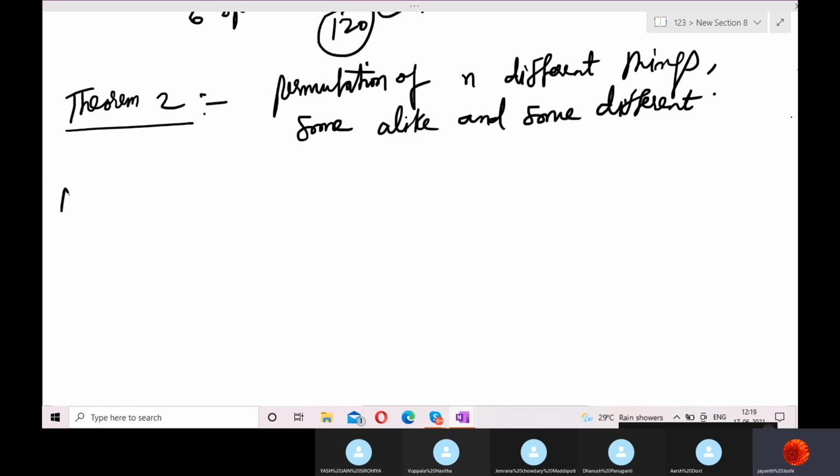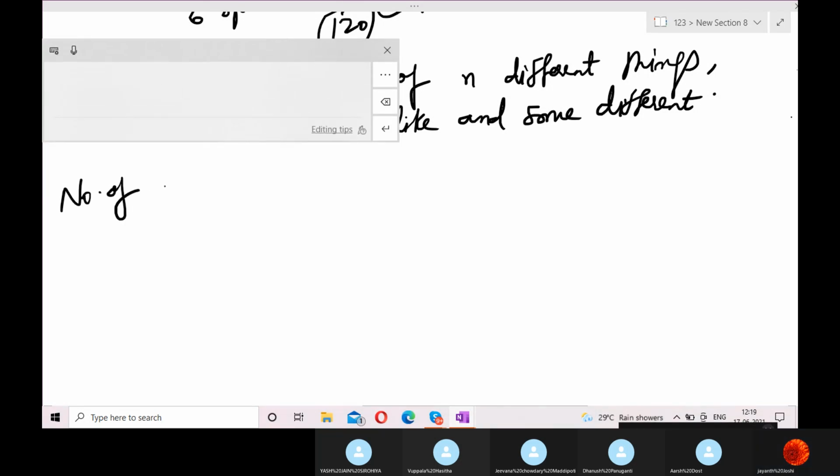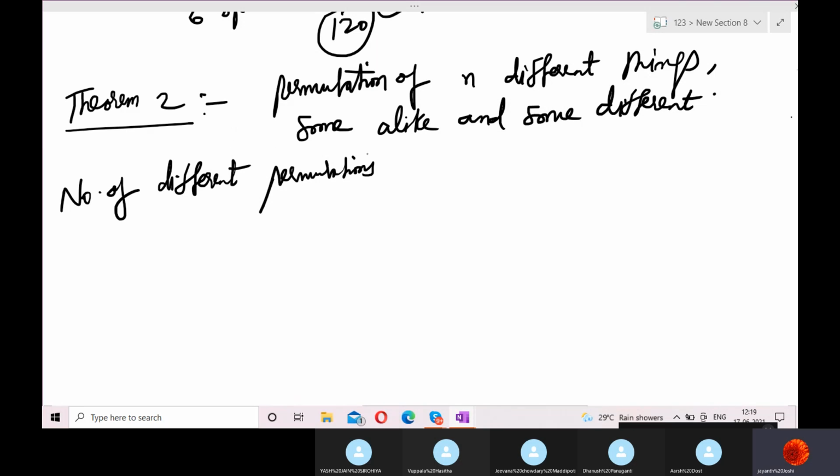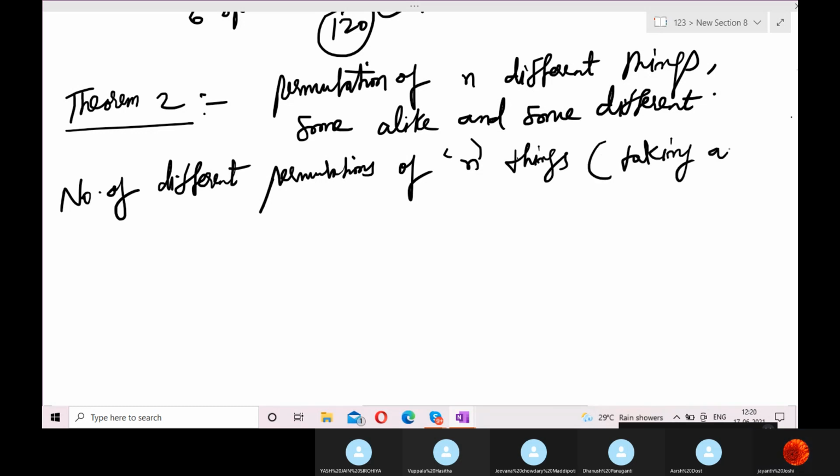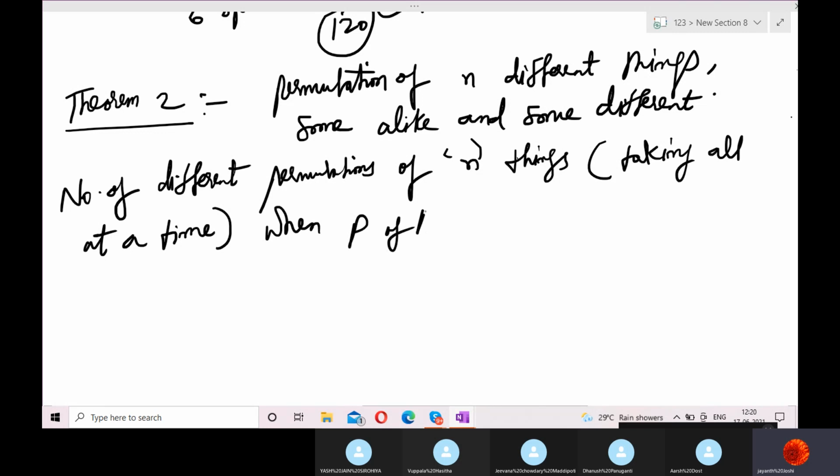Now, see, the number of different permutations of n things taking all at a time, when p of them are similar of one type. It's a very simple theorem. I will tell you with the help of a question.